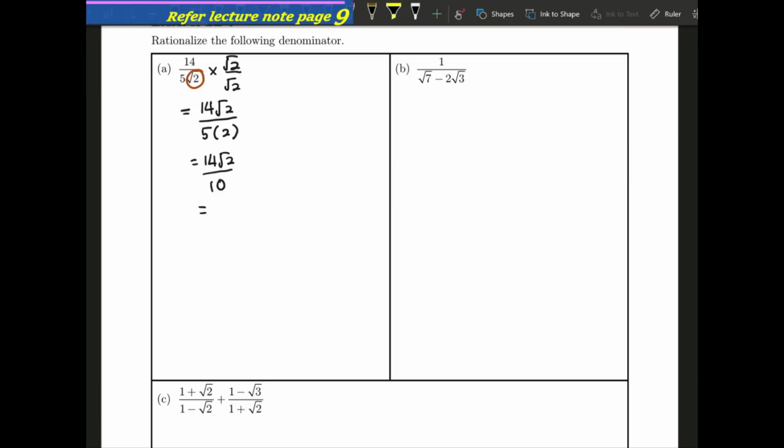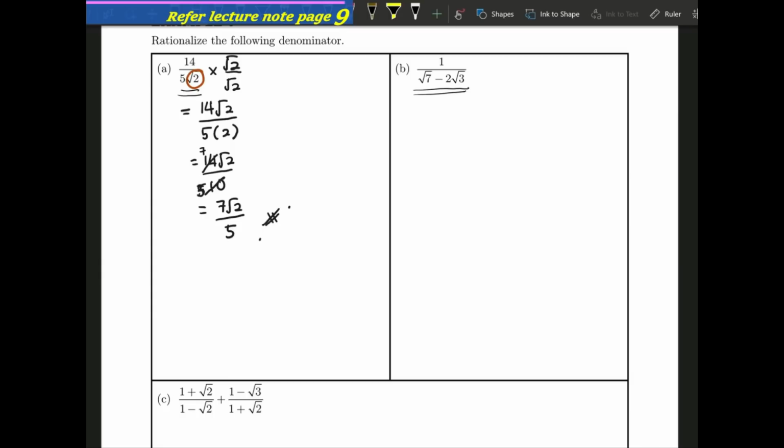The final answer must be in the simplest form. Can we simplify it further? Yes, because 14 gives 7 and 10 gives 5, dividing both by 2. So the final answer is 7 surd 2 over 5. That's it. So we have two types of question: either this type, where you just have one surd number, or this type. I hope you can master this by the end of this lesson.